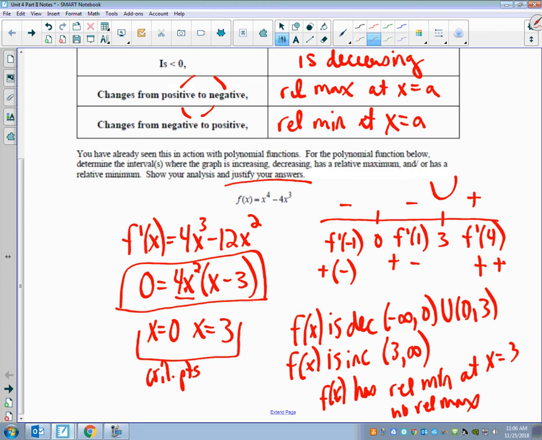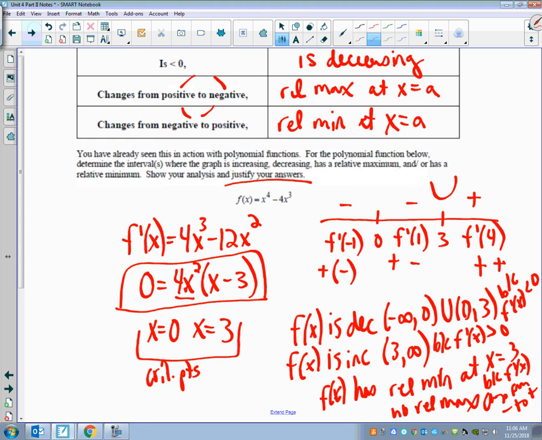If it said justify your answers, which it does, this chart that I showed is not sufficient evidence, if you remember. I would say f of x is decreasing because f prime of x is less than 0, increasing because f prime of x is greater than 0, and relative minimum at x equals 3 because f prime of x changes from negative to positive. No relative max because the derivative never changes from positive to negative, right?